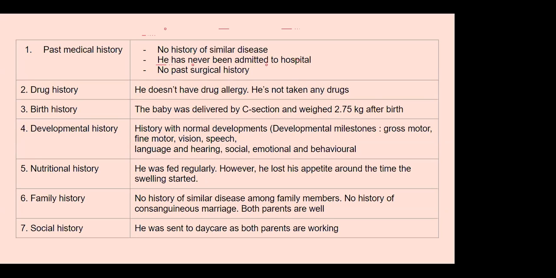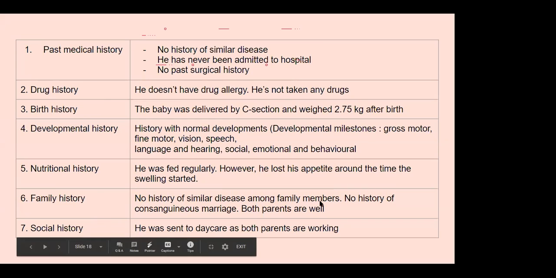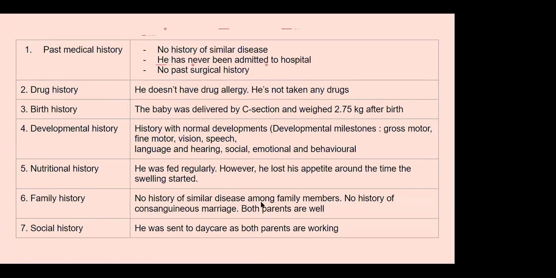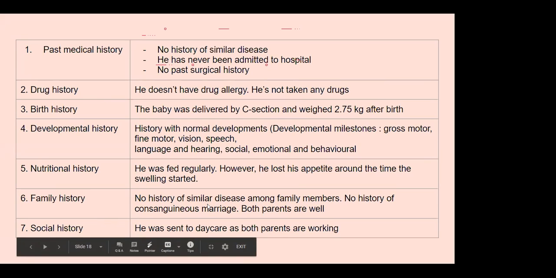The third one, for birth history, the baby was delivered by C-section and weighed 2.745 kilograms after birth. So the birth history seems normal. The development history is also normal. For the nutritional history, he was fed regularly. However, he lost his appetite around the time the swelling started. For the family history, no history of similar disease among family members, no history of consanguineous marriage. So we can conclude that the disease itself is not hereditary.